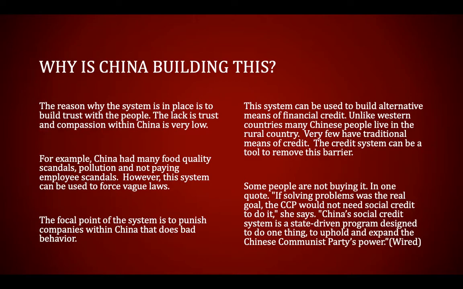Some people are not buying it. In one quote, solving problems was the real goal. If solving problems was the real goal, the CCP would not need social credit to do it. China's social credit system is a state-driven program designed to do one thing: uphold and expand Chinese Communist power.